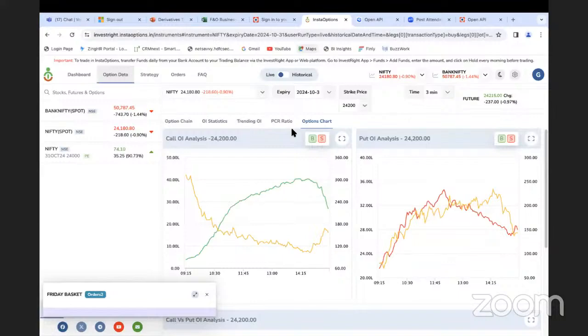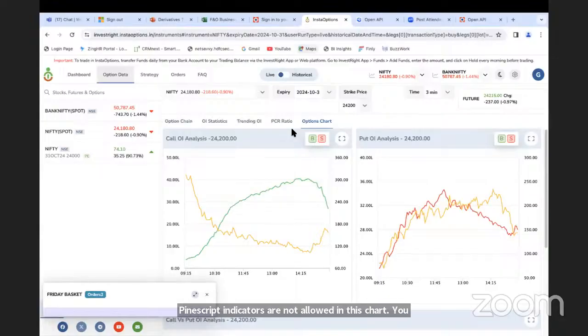Pine script indicators are not allowed in this chart. You will be able to see all the list of indicators that are available in the chart that's provided over here. As of now, multiple charts in one screen is not visible, but that is something we are working upon, and you can expect it in the near future.